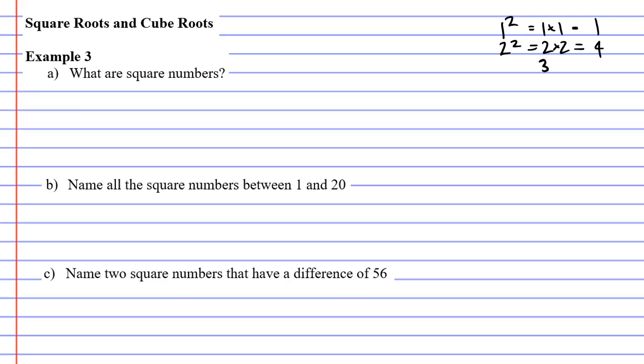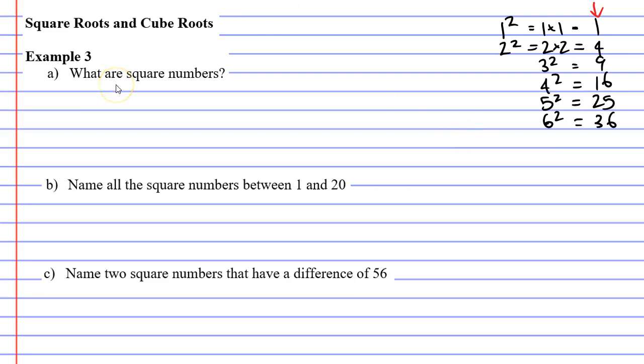Let's do this a little bit shorter. 3 squared is 9, 3 times 3. 4 squared is 4 times 4, 16, and so on. We could go on for quite a while here. Now, when we talk about square numbers, these numbers here on the right are referred to as your square numbers. They are the numbers that result from squaring a whole number.